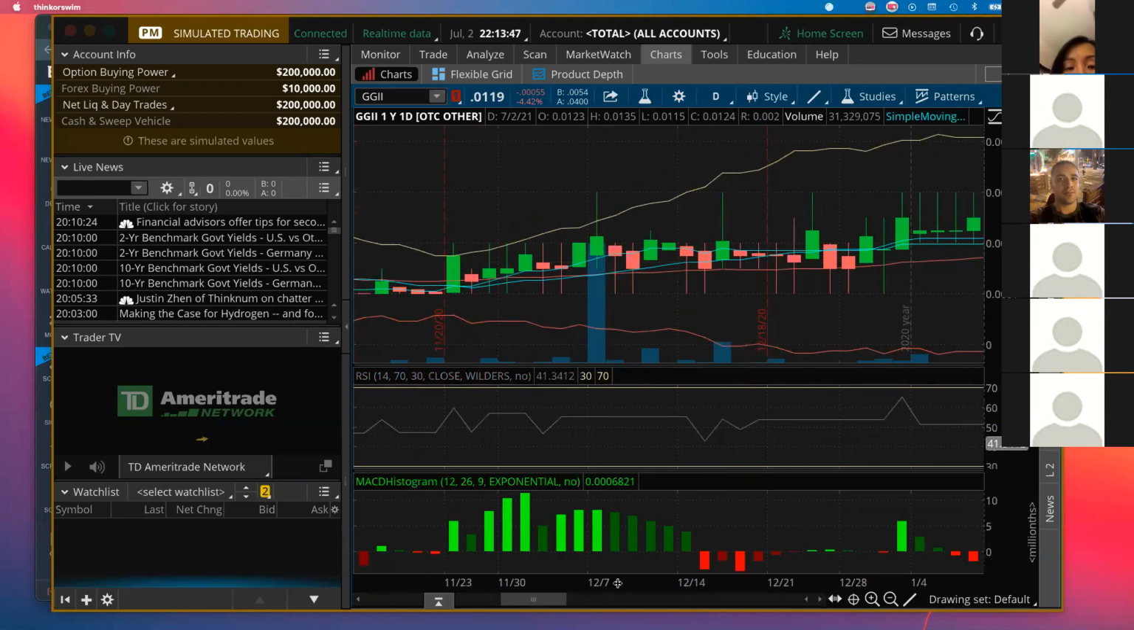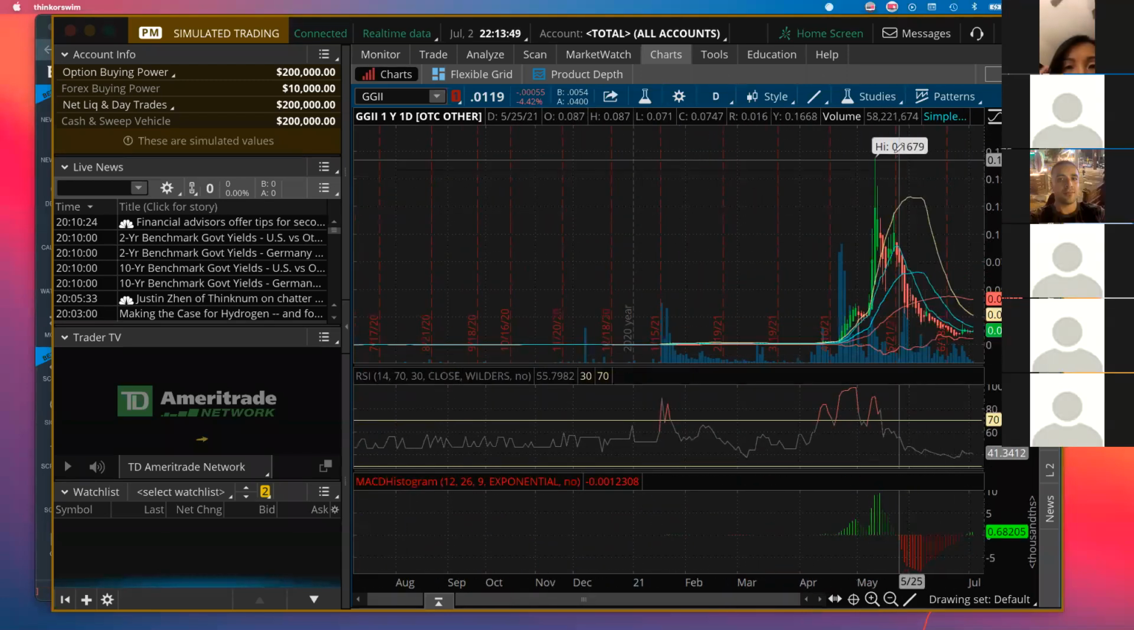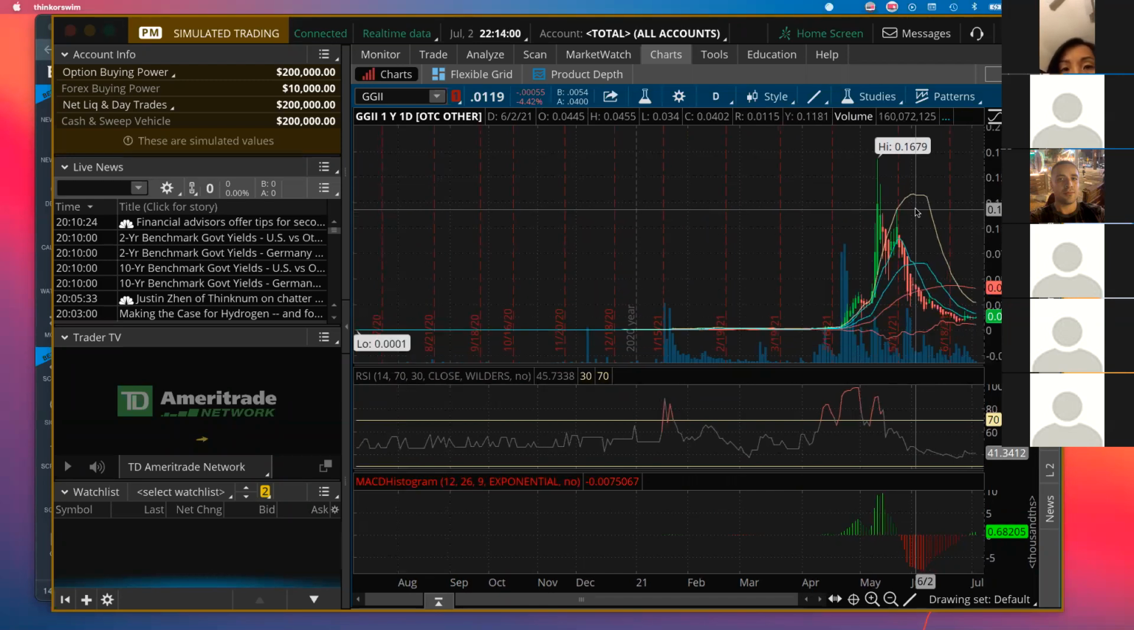Whatever happened over here when it hit 16 cents, there might have been a catalyst. It might have just been a simple volume pump. But aside from that, I would not.